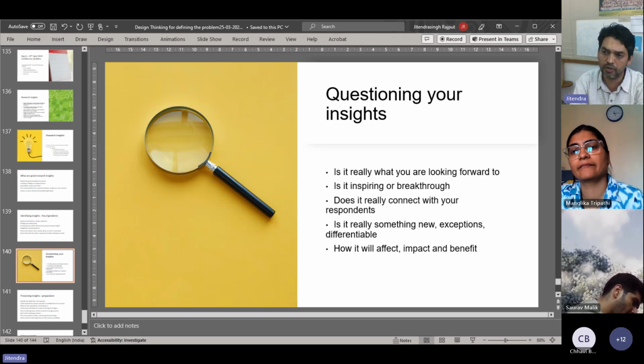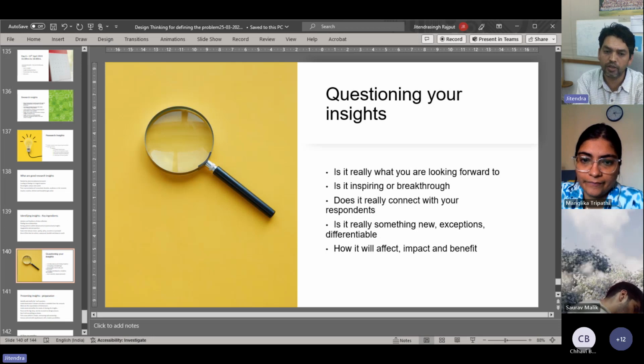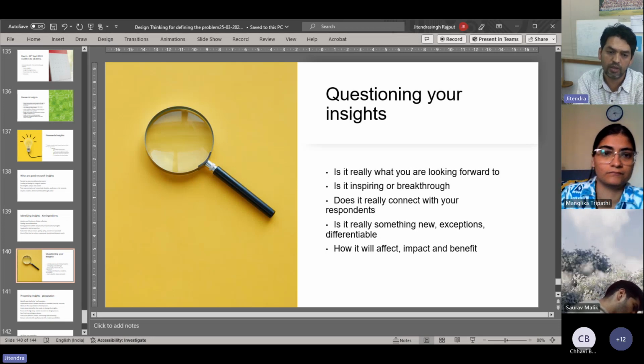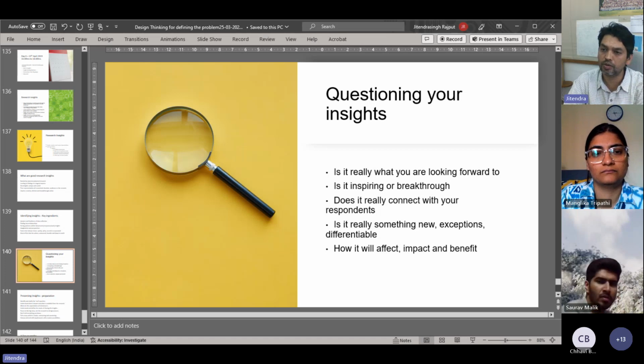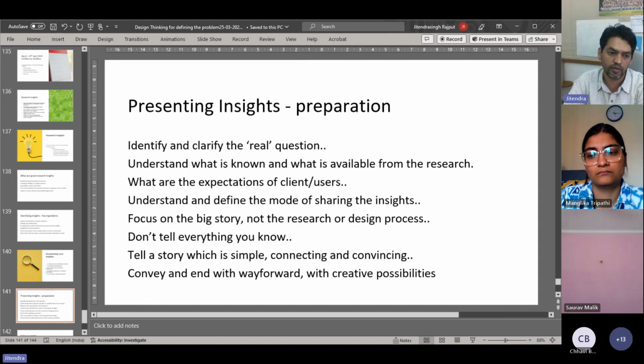If there is no relationship between the respondents and the insights, then possibly either something else is emerging and you will make use of this insight for something else, not the given problem. Is it really something new, exceptional, differentiable? How it is affecting or impacting the larger scenario is also to be questioned. Whether your insight is really going to make a difference or not.